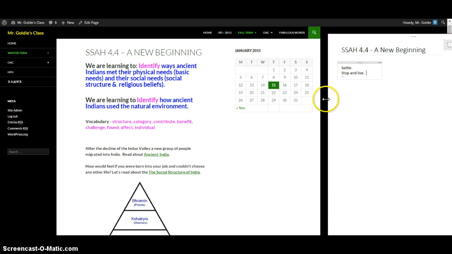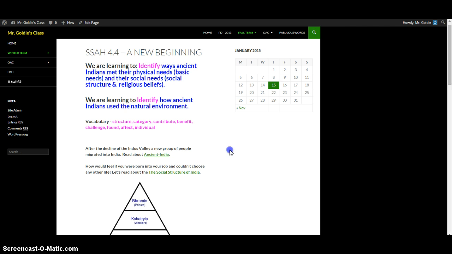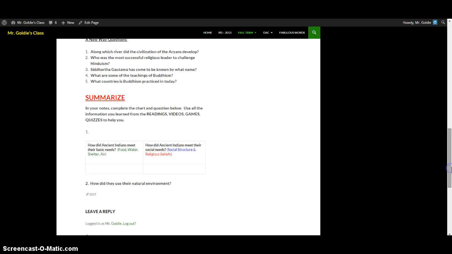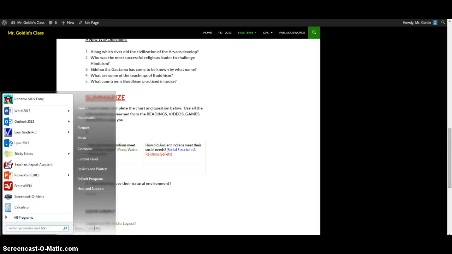So like I said, how do you think the ancient Indians and the people of the Indus Valley met their basic needs? Let's move on to the social structure in a moment. Let's go back down here to remind you about this chart here. After reading that and anything else that you remember from videos or games or other quizzes, please try to complete this section of the chart now. So pause the video and try your best to do that. Okay?